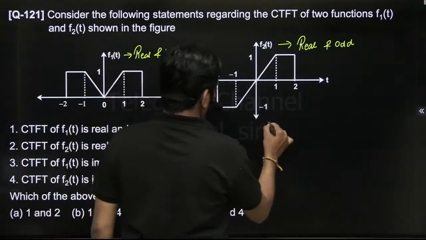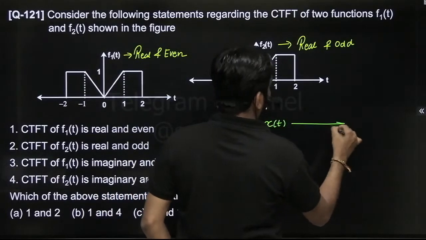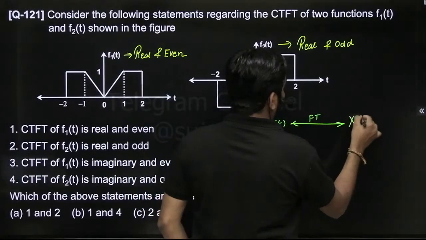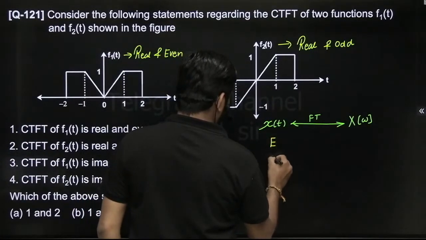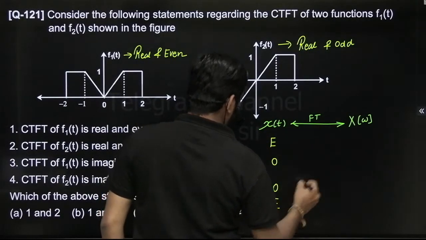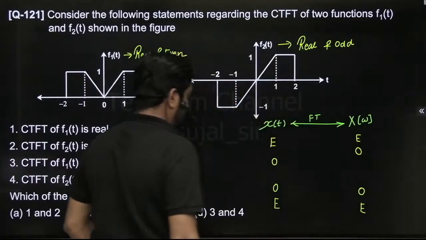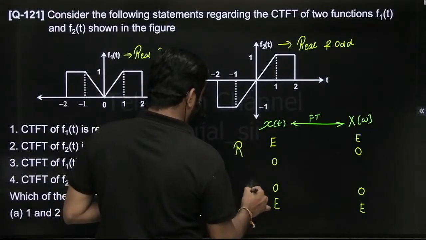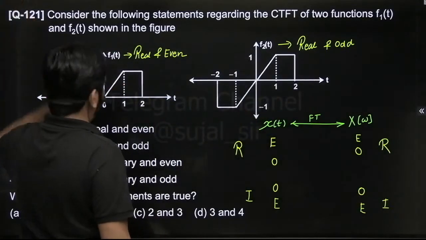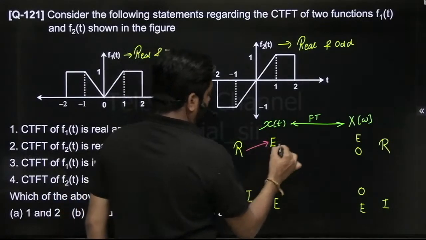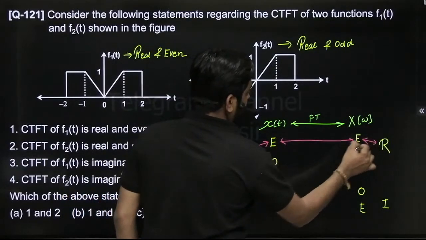So remember this concept: x of t, the corresponding Fourier transform is x of omega, or you can write x of j omega. Now here this is even, odd, and same as Fourier series. So it can be real, it can be imaginary. X of omega can be real, it can be imaginary, guys. Now see, if x of t is real and even, then the corresponding Fourier transform will be even and real, and vice versa is also true, guys.